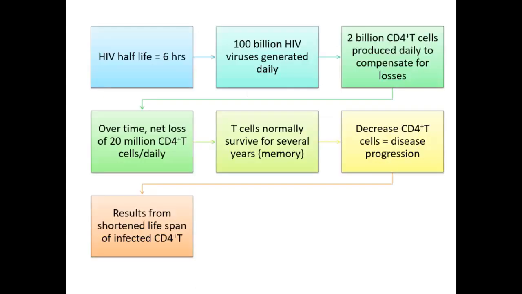A couple little more things about the CD4 count in HIV itself. The HIV half-life is 6 hours, and you can kind of follow along by this. 100 billion HIV viruses are generated daily, which infects 2 billion CD4 T cells. And over time, as we have more HIV, we have a net loss in our CD4 cell. Once that CD4 cell count drops, and those numbers I gave you already, once it drops below 500, we have immune problems, and less than 200 is severe problems.